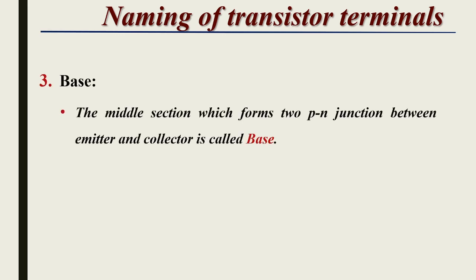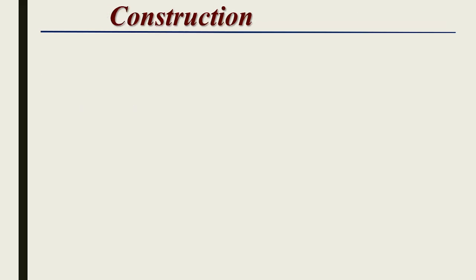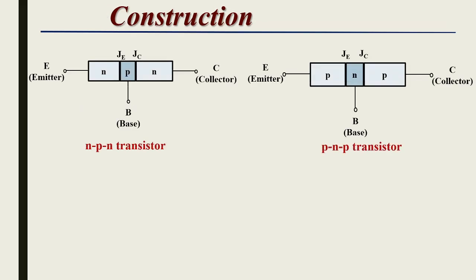Base. The middle section which forms two p-n junctions between the emitter and collector is called the base. Now, the construction of the NPN and PNP transistor. For NPN, the p-type material is sandwiched between two n-type materials, and it forms the two junctions. The junction between the emitter and base is called the emitter junction, and the junction between the base and collector is called the collector junction.